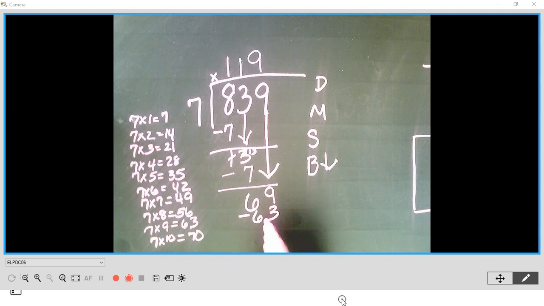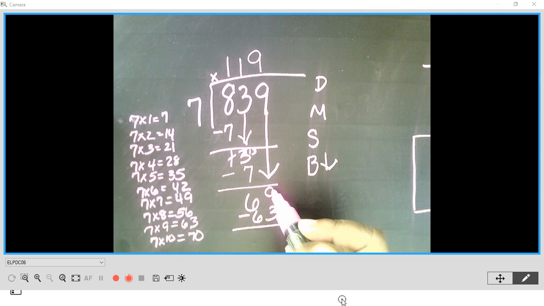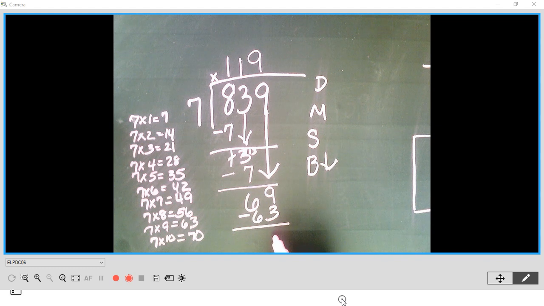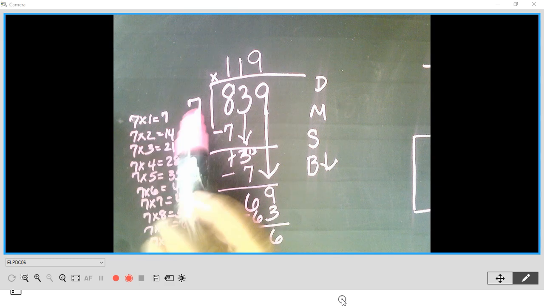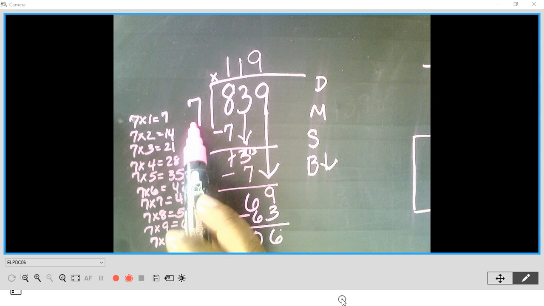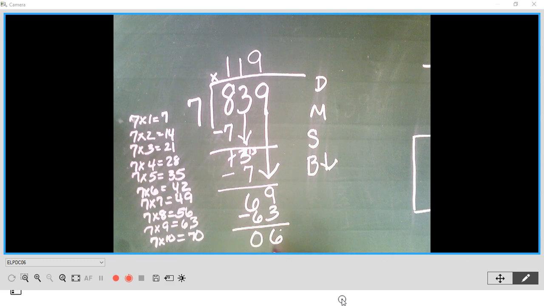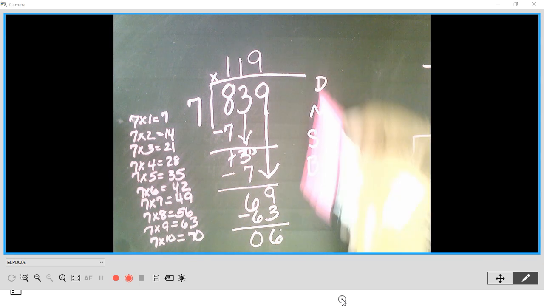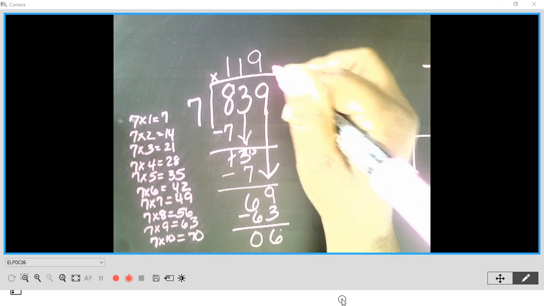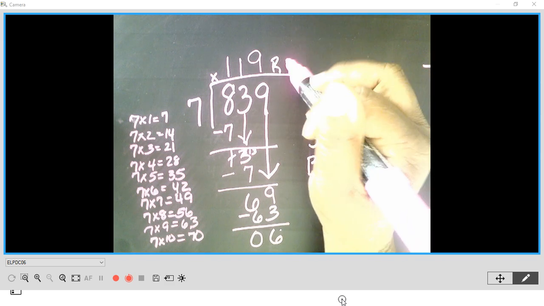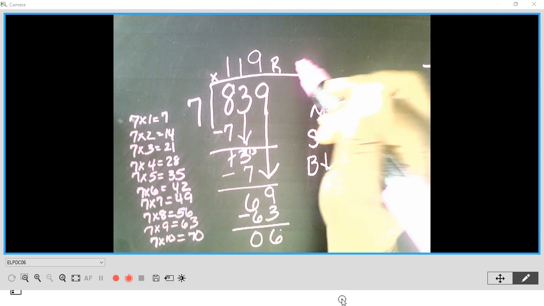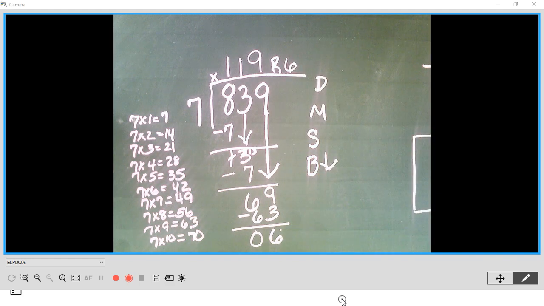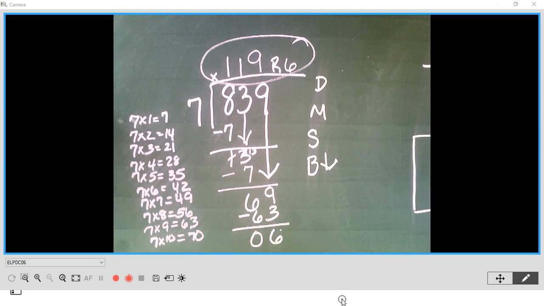I'm going to subtract that 63. 9 minus 3 equals 6. 6 minus 6 equals 0. When I compare, the 7 is higher than the 6, and I have no more numbers to bring down, so that means my 6 is a remainder. So the answer on this that I got is 119, remainder 6. That's my answer.